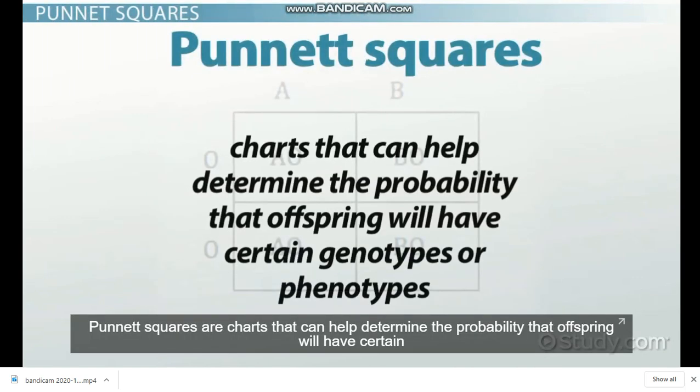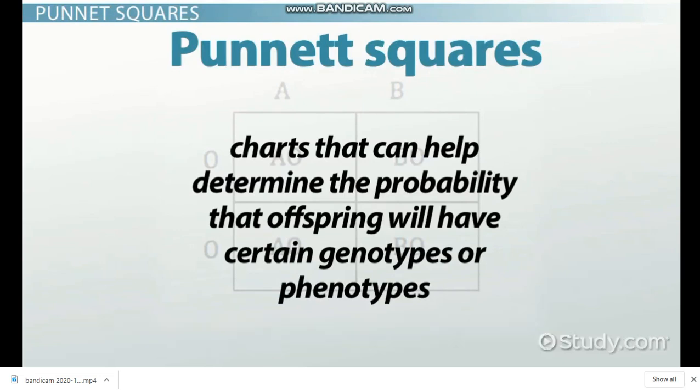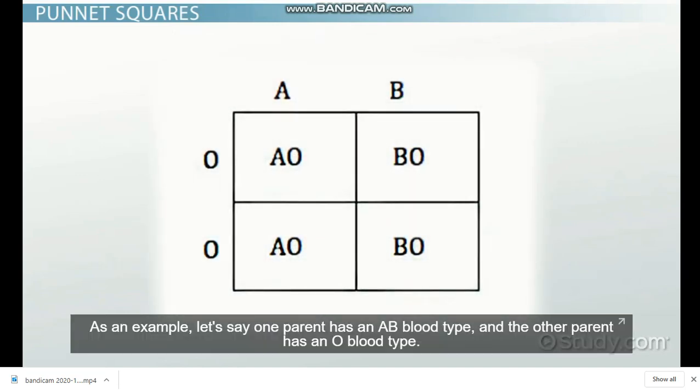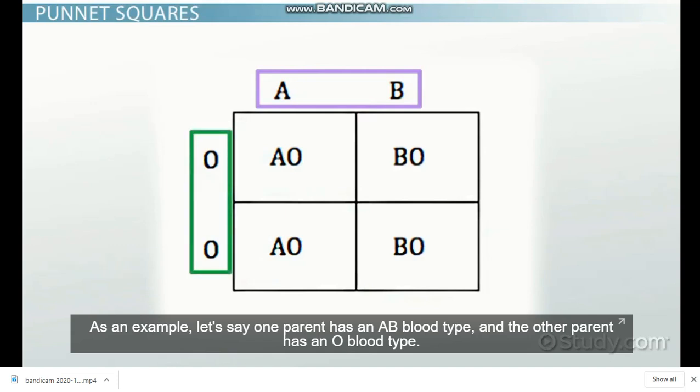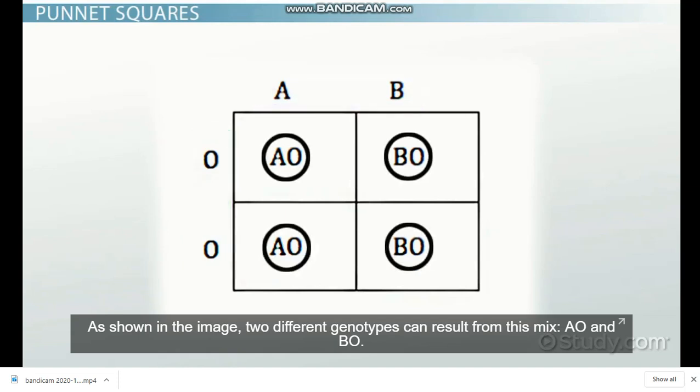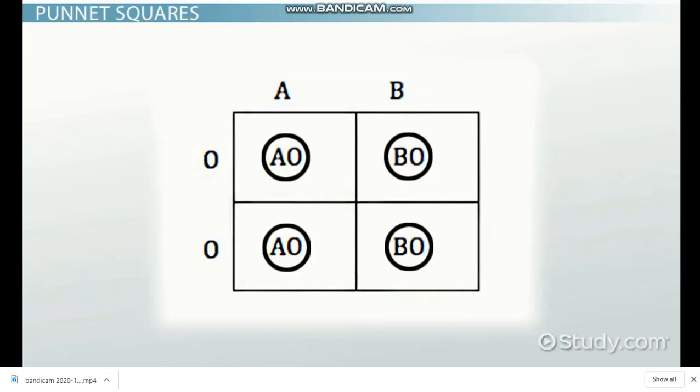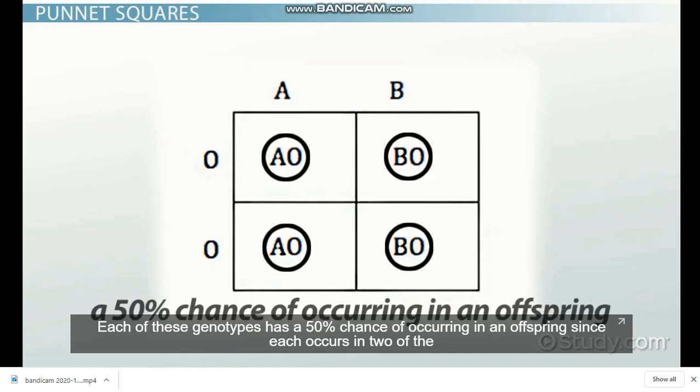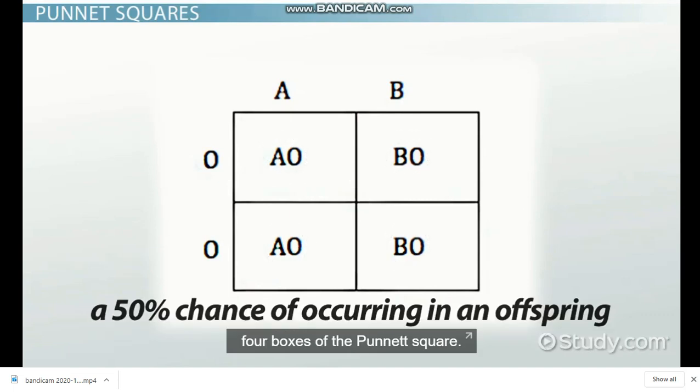Punnett squares are charts that can help determine the probability that offspring will have certain genotypes or phenotypes. As an example, let's say one parent has an AB blood type and the other parent has an O blood type. As shown in the image, two different genotypes can result from this mix, AO and BO. Each of these genotypes has a 50% chance of occurring in an offspring, since each occurs in two of the four boxes of the Punnett square.